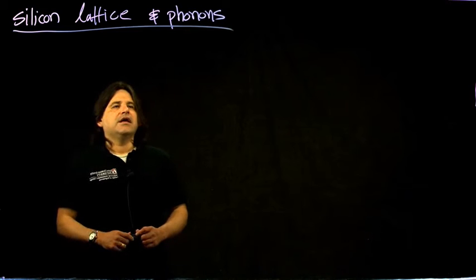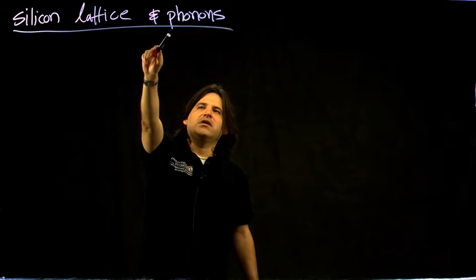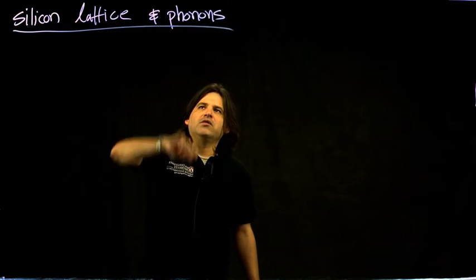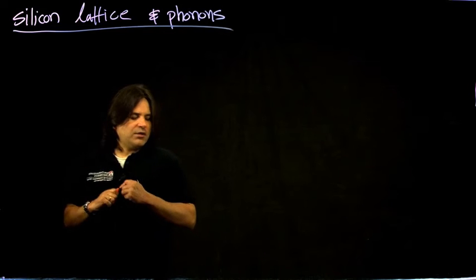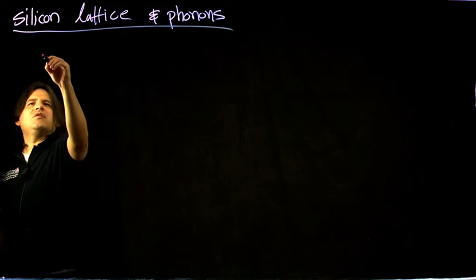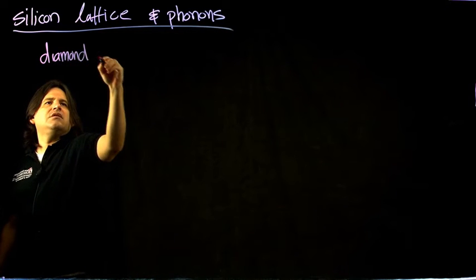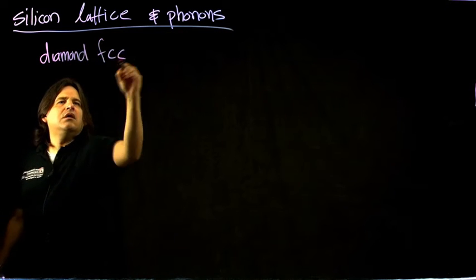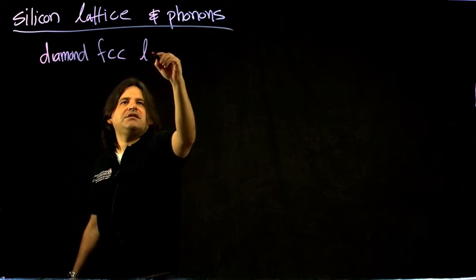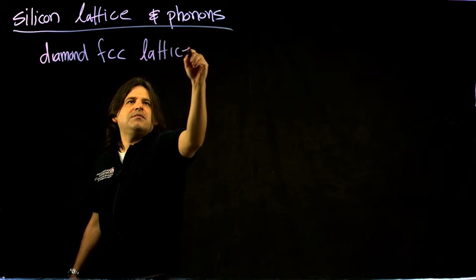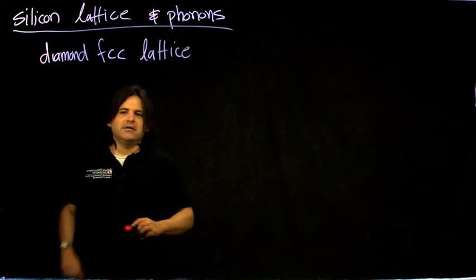And then electrons, everything has electrons. You can interact with these phonons potentially. So phonons are the vibrational mode. We'll talk about that. But first, let's talk about this actual lattice. Its crystal structure is a so-called diamond FCC lattice. It is face-centered cubic, but it's not the simple face-centered cubic. It's diamond-like. So how does that look?